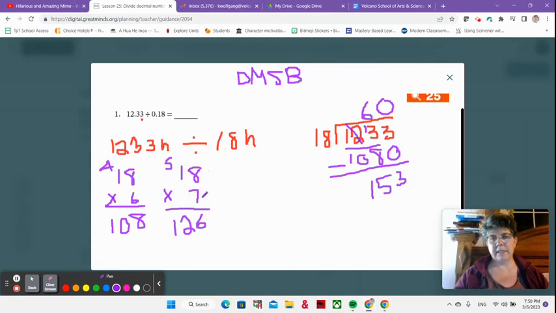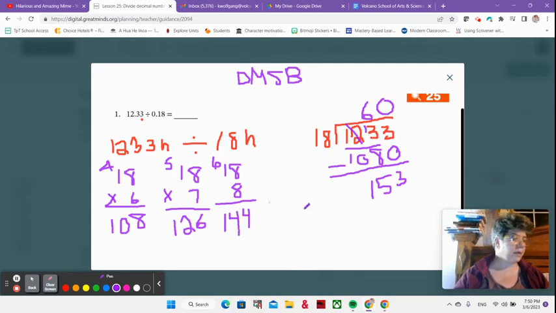Oh, so you could see that our 7 could be kind of useful here, because we're looking for how many times 18 goes into 153. Let's just try 8. 8 times 8 would be 64. And 8 times 1 is 8, plus 6 is 14. So that's 144. Okay, so let's put our 8 right up on top here. And you know what? I'm going to grab a different color. Let's do blue. 8 times 18 is 144.